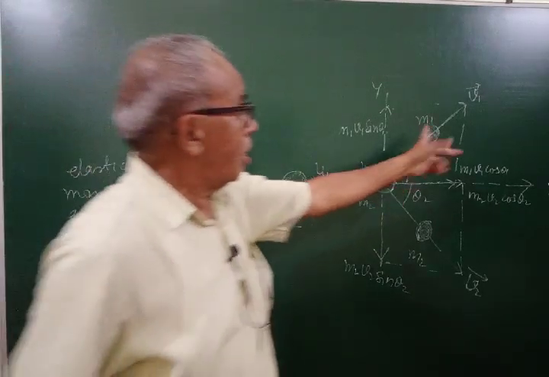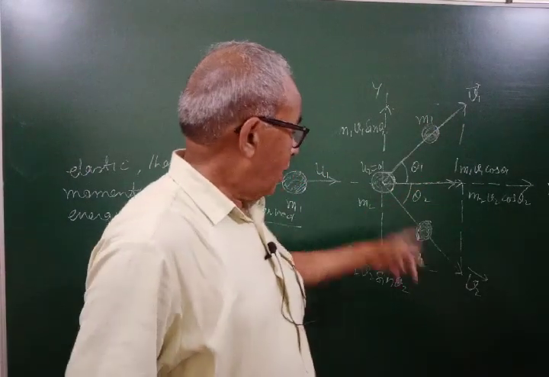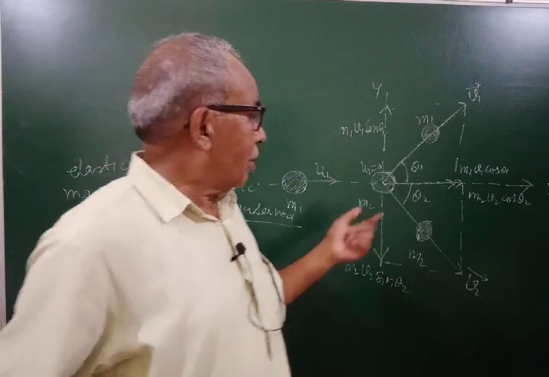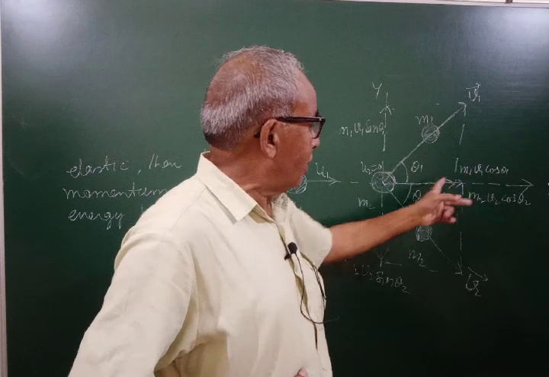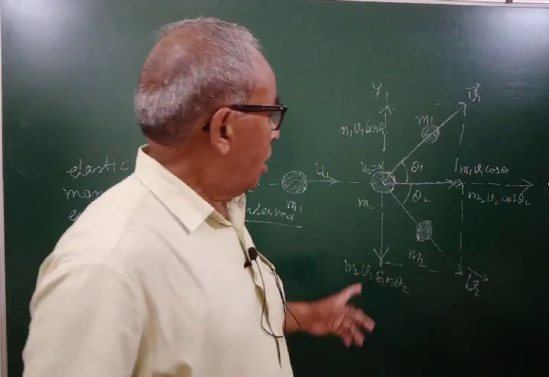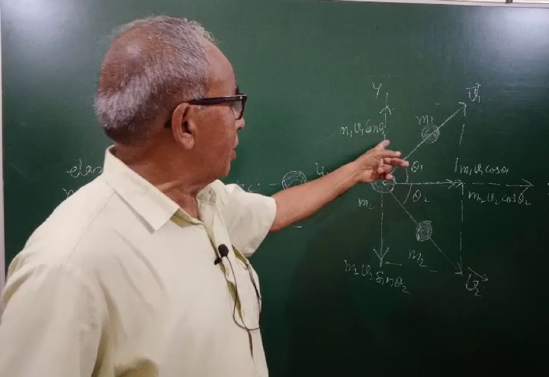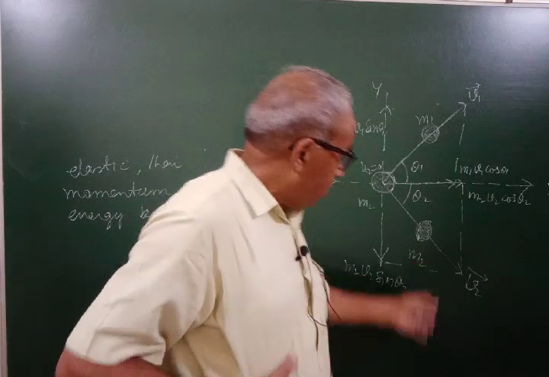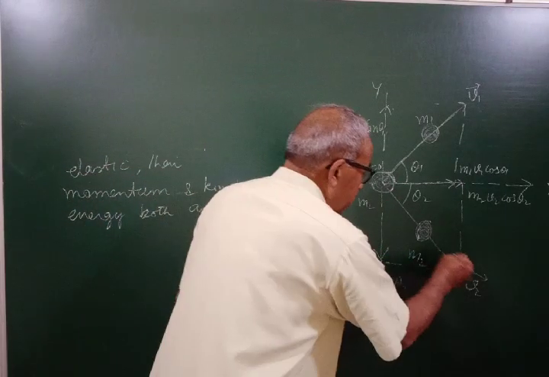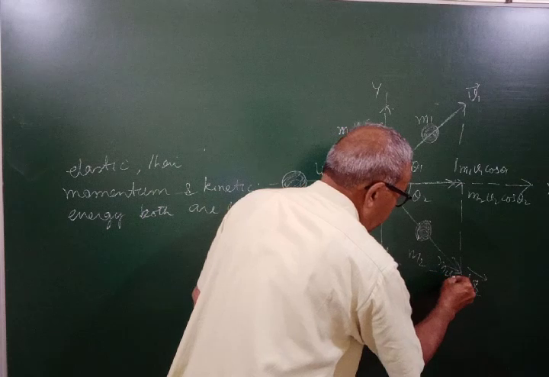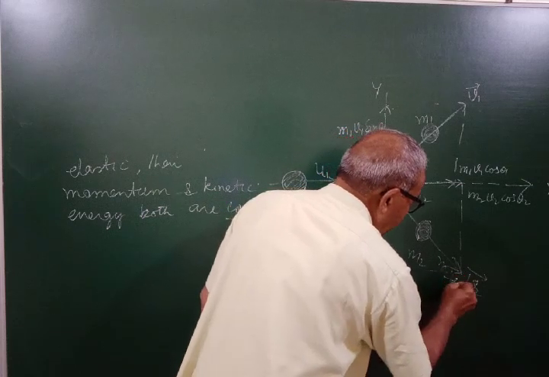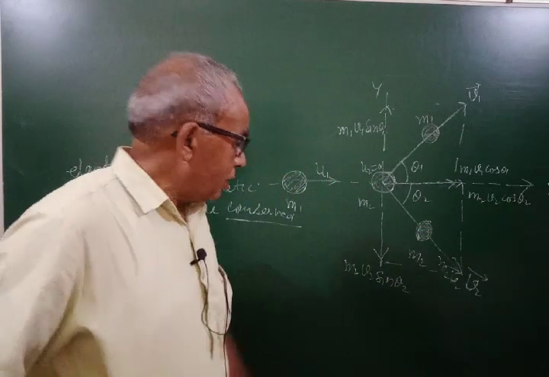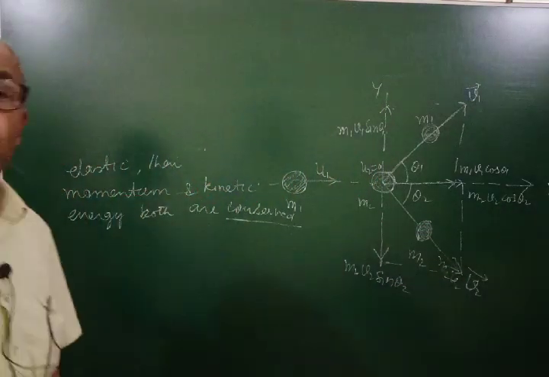Here the momenta after collision, m1 v1 and m2 v2, have been resolved along the x-axis and y-axis. The component of momentum m1 v1 has magnitude m1 v1 cos theta 1 along the x-axis and m1 v1 sin theta 1 along the y-axis. And the component of momentum m2 v2, this momentum is m2 v2 this side, so its component along the x-axis is m2 v2 cos theta 2 and along the y-axis m2 v2 sin theta 2.